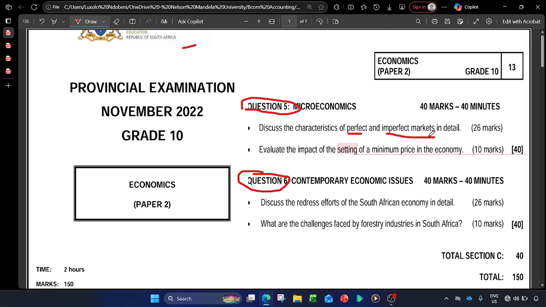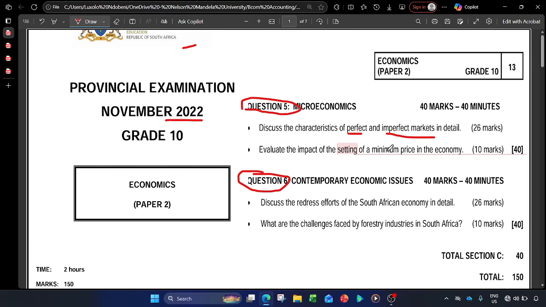that is based on the comparison of perfect market and imperfect market in the main part specifically. So that question is question 5 from the 2022 November exam, grade 10. Then we're going to be answering that question, and in the additional part we evaluate the minimum price impacts on the economy.